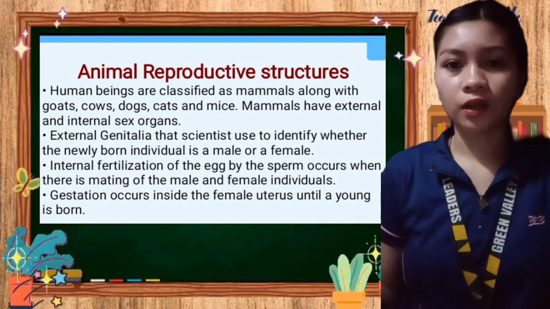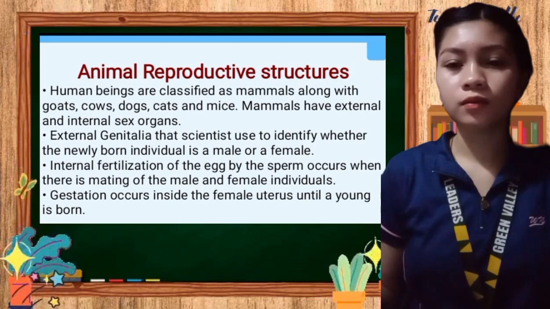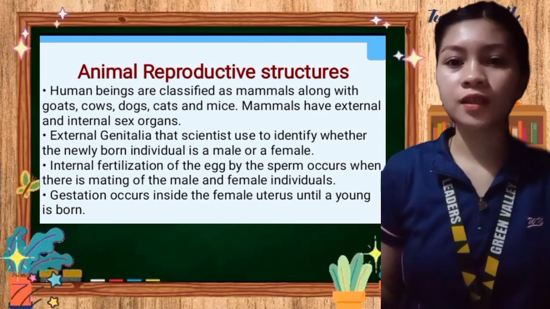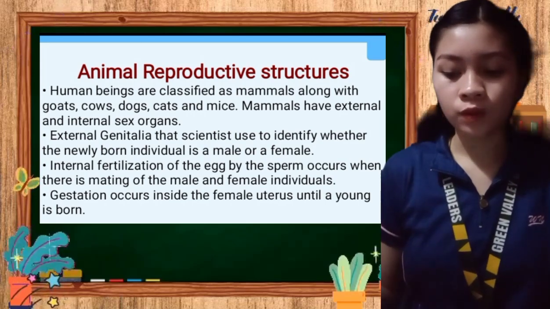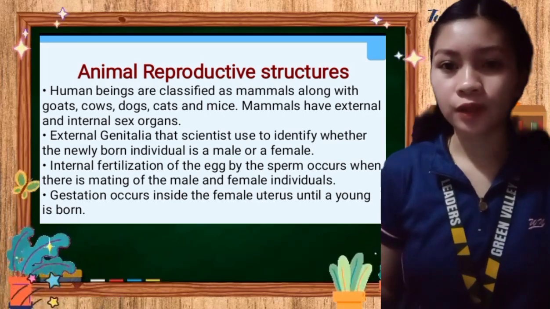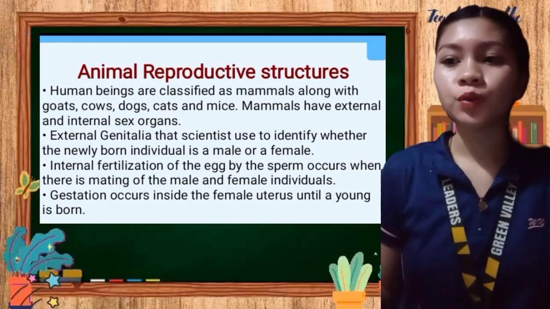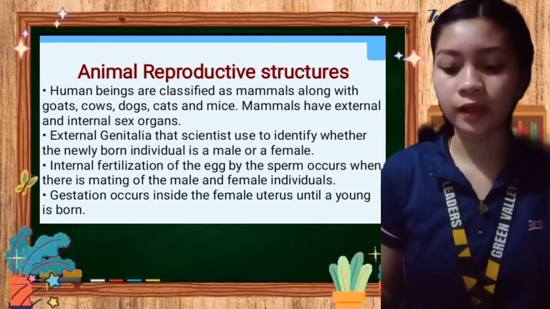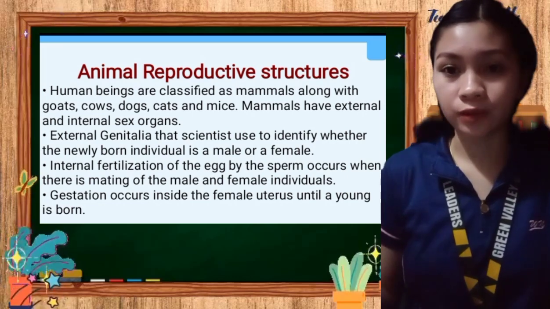Animal reproductive structure. Human beings are classified as mammals along with goats, cows, dogs, cats, and mice. Mammals have external and internal sex organs. So human beings are also classified as mammals, and also we have the external and internal. External genitalia are what scientists use to identify whether a newly born individual is a male or a female.